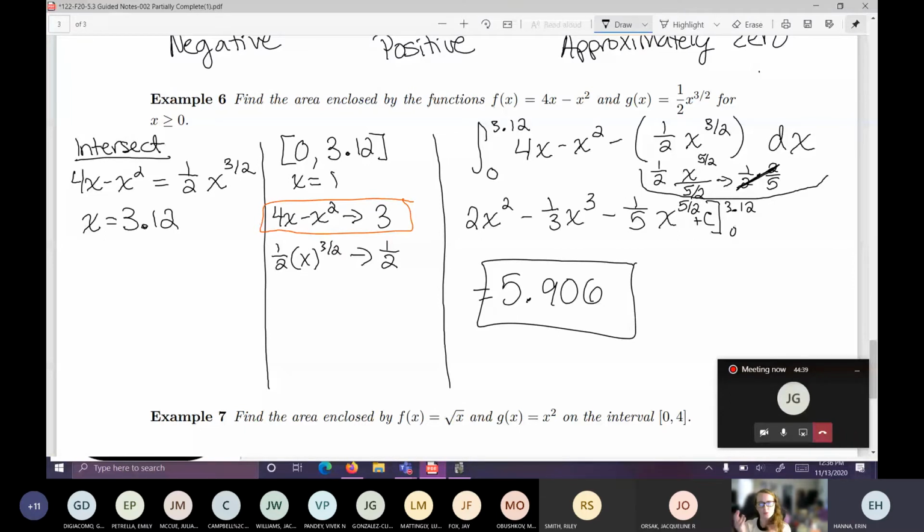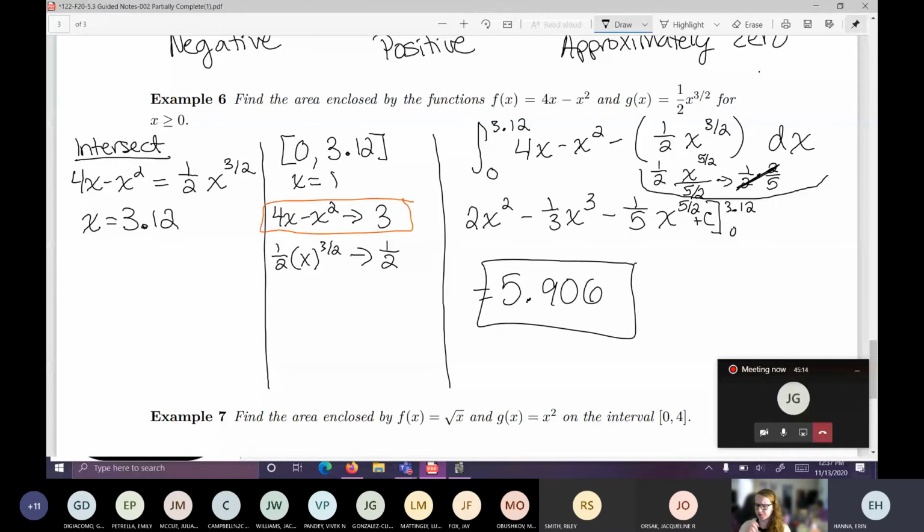Okay, so we're always working on intervals, right? I'm working on the interval 0 to 3.12, so I have to pick a number in 0 to 3.12. So I chose x equals 1. You can pick absolutely any number in that interval, because what we're trying to do is see which one's higher than the other. We're trying to compare y values. So I need to pick an x value in that interval to plug into both functions. I just chose x equals 1 because it seemed like a nice number to use.